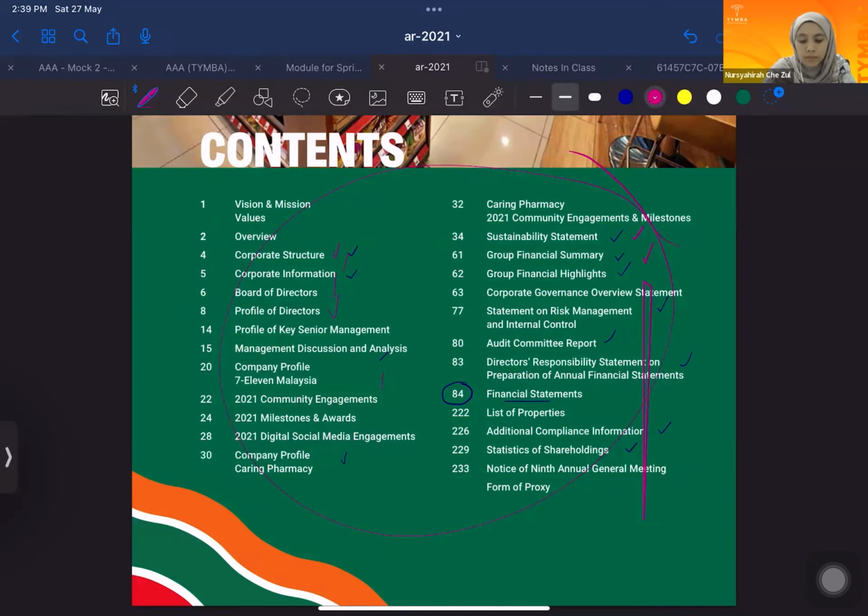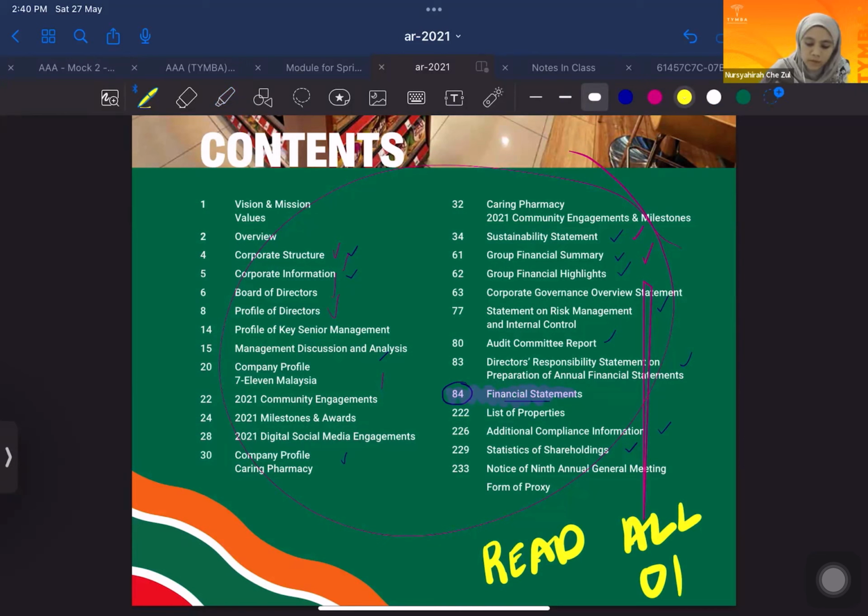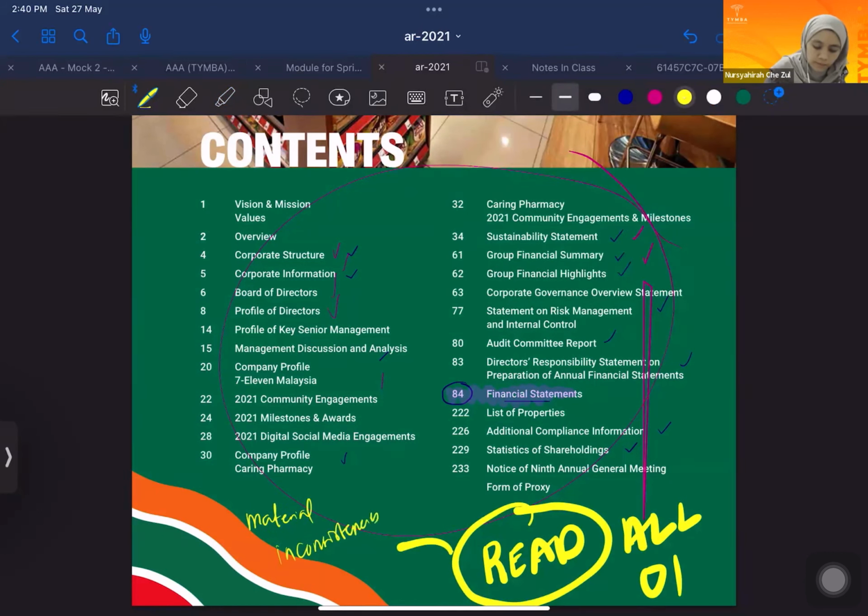Now, this OI will be presented together with the FS, and of course the FS will be presented together with the auditor's report. So the auditor feels that since it is presented together with the FS and the audit report, the auditor decides to read. Remember this: read. The auditor decides to read all the OI. Why only read? Read because they want to identify any material inconsistencies with the FS. Let me show you one example.